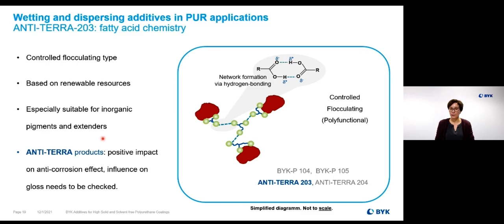They can be used, for example, in primers, because these additives may have a negative influence on the gloss due to this network formation. But due to this network formation, they can lead to a higher film build, which is important, for example, for primers. Another positive impact of these additives is the positive impact on anti-corrosion.